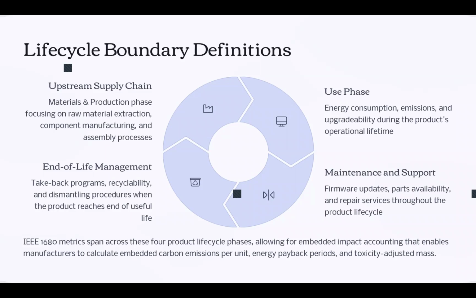Now, IEEE 1680 encourages manufacturers to calculate the carbon footprint. So energy payback time is also important, and toxicity adjusted mass for each stage. Now, this holistic look helps manufacturers basically design smarter, not just for today, but for the entire lifespan of the product.